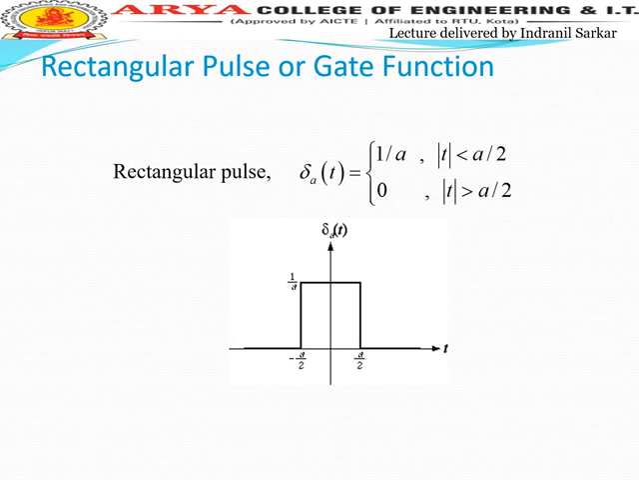Rectangular pulse or gate function. Rectangular pulse δa(t) is equal to 1 by a, the criteria being mod t less than a by 2, and 0 for mod t greater than a by 2. Here the signal is represented, that is the pulse signal, and that is the rectangular pulse. It continues from minus a by 2 to plus a by 2, its amplitude is 1 by a, and it is represented as δa(t).